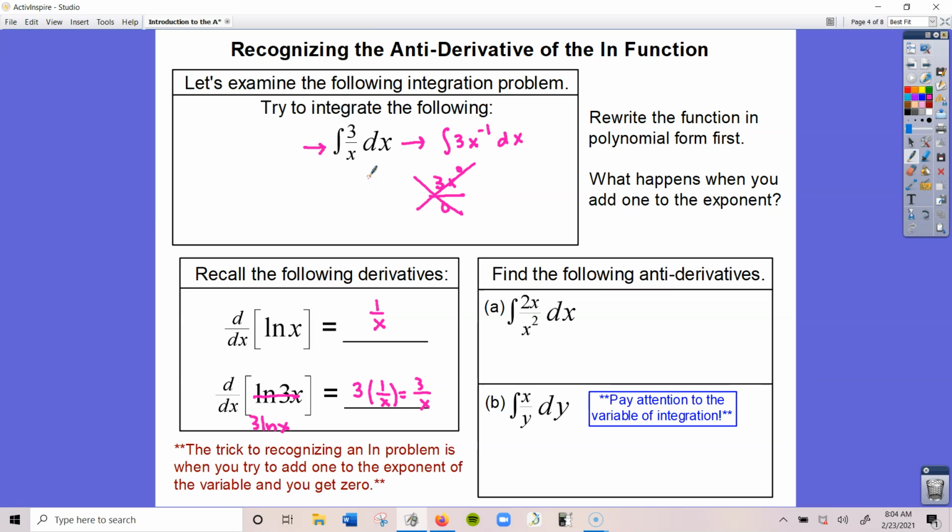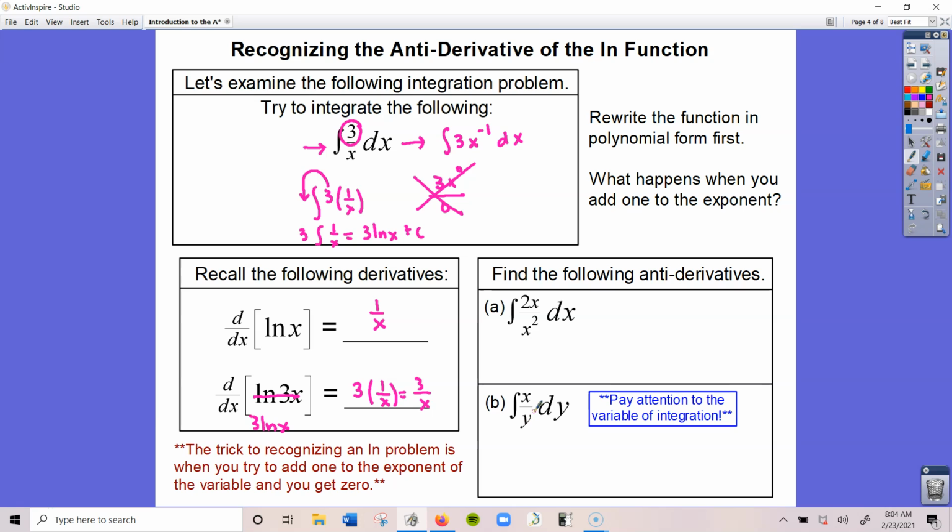So if we were to integrate this, the number 3 is just a coefficient. This is the same thing as saying 3 times 1 over x, right? So what we could have done is move the 3 on the outside, since coefficients just kind of tag along. So this could have been rewritten as 3 times the integral of 1 over x, which is equal to 3 ln x plus c. So that's how you would integrate an ln function.